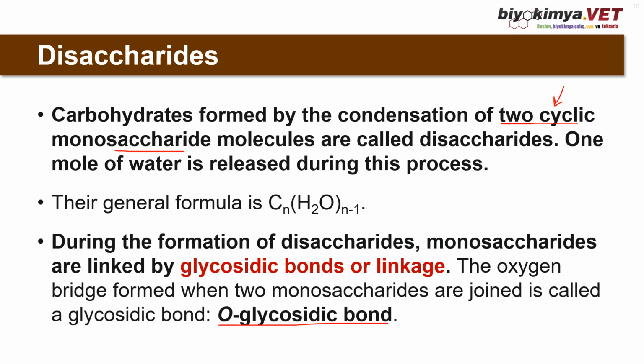The compound is called a glycoside, and if the glycosidic bond occurs between two monosaccharides, we call it a disaccharide. There are also N-type glycosidic bonds, but they occur in glycoproteins and nucleotides.